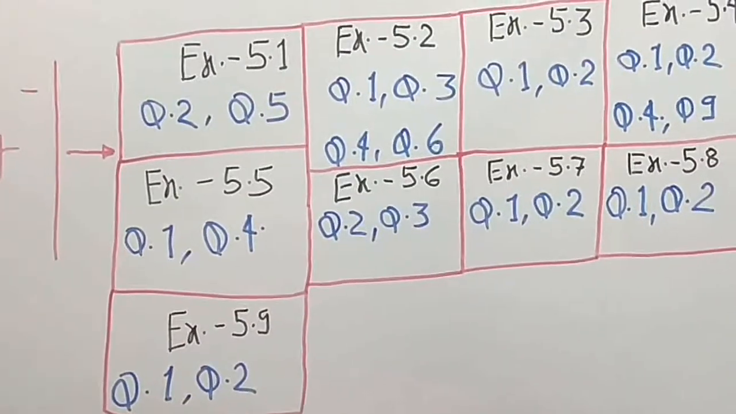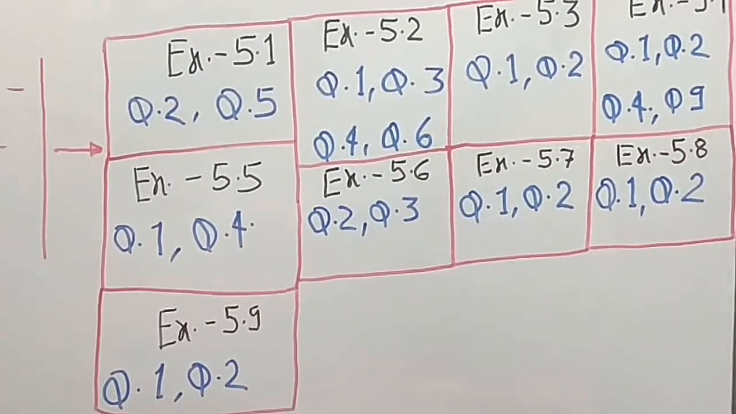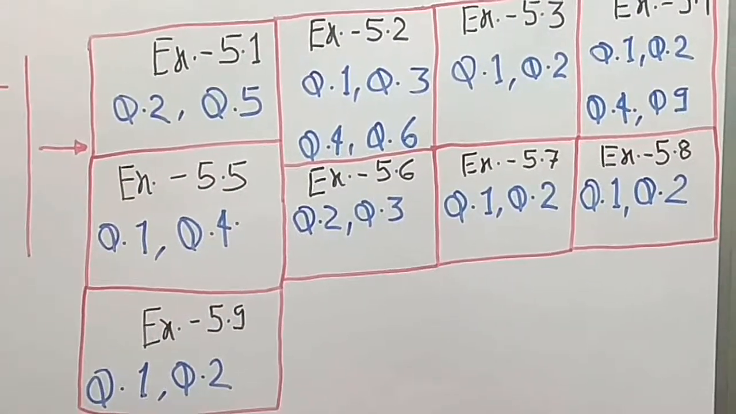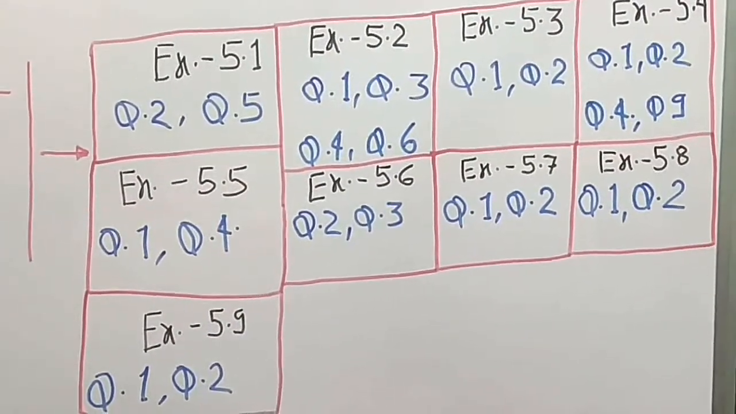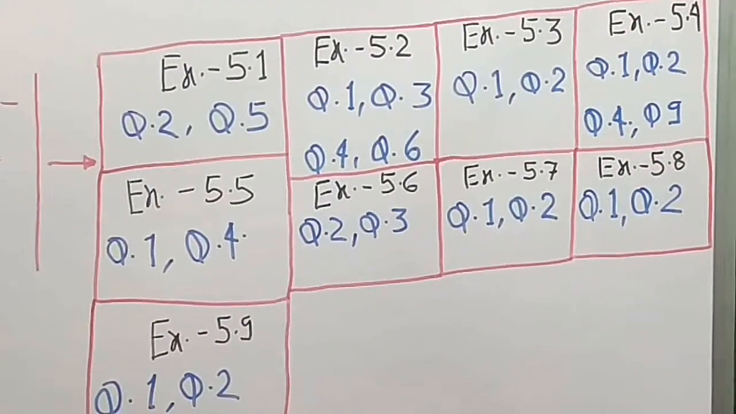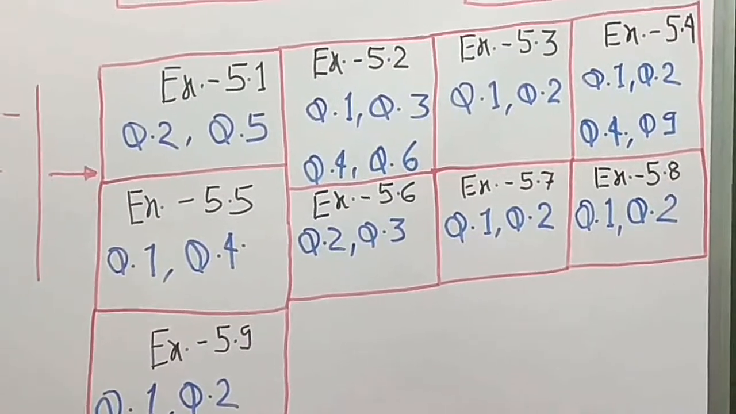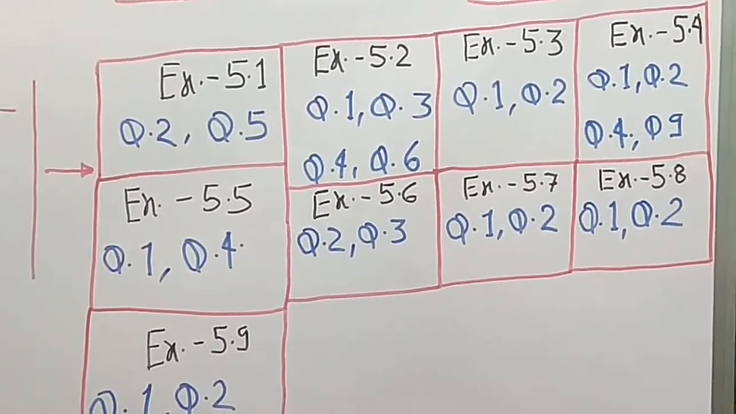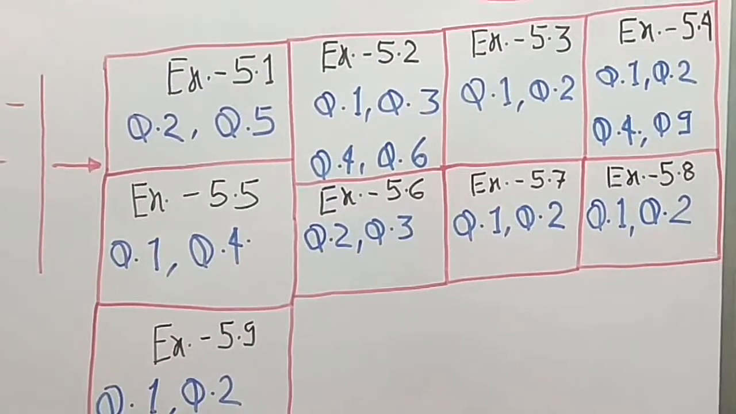Question number 4 is: what part of a revolution have you turned through if you stand facing east and turn clockwise to face north, like this. Now the question number 6. Question number 6 is: how many right angles do you make if you start facing south and turn clockwise to west? This type of question is asked in this exercise.